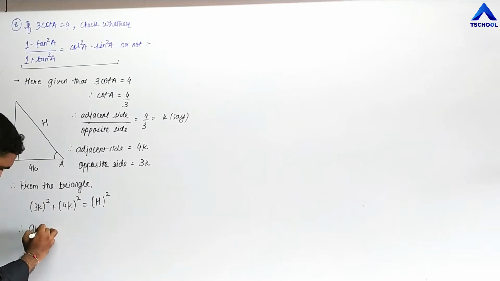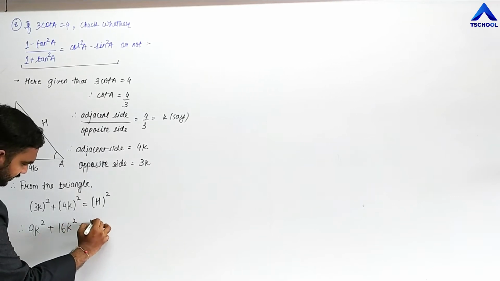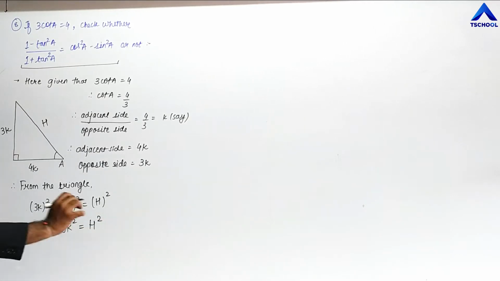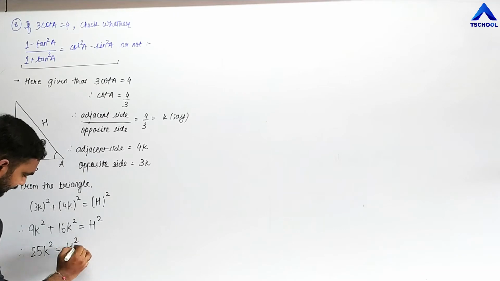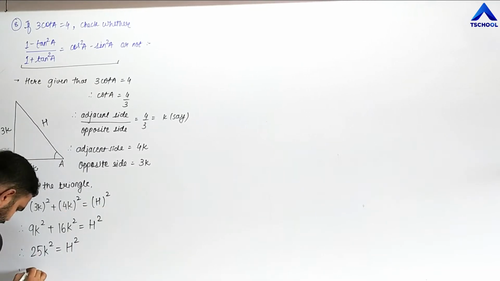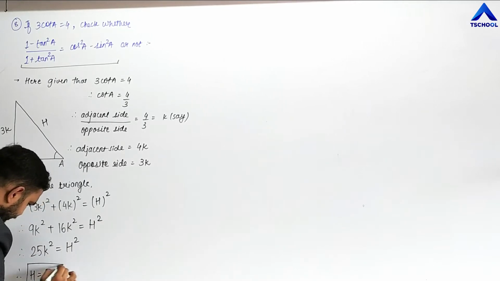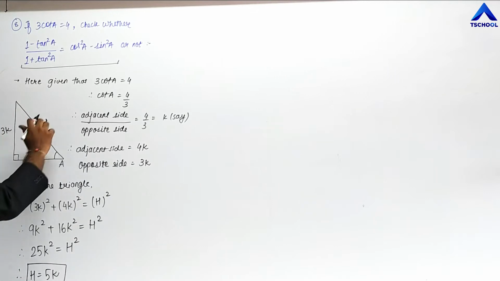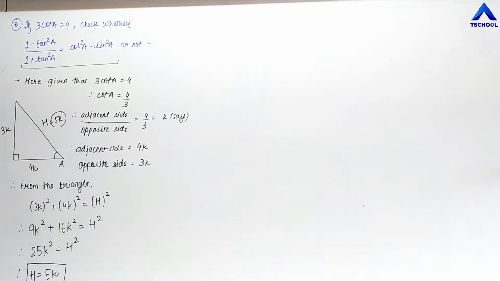Therefore, 9K square plus 16K square is equals to H square. Therefore, 25K square is equals to H square, and hence H is equals to 5K. So we got the value of H, that is equals to 5K, right?